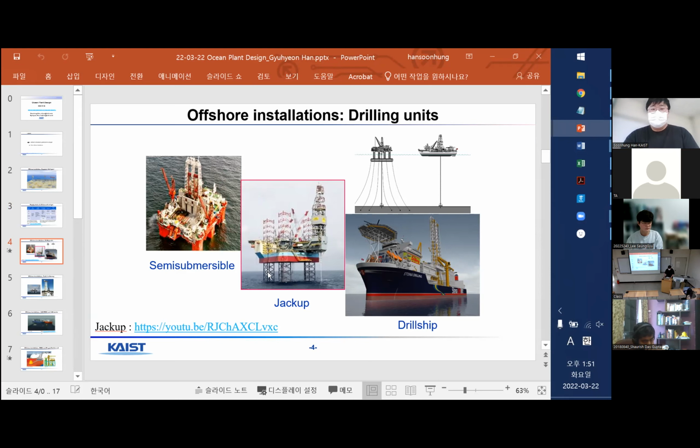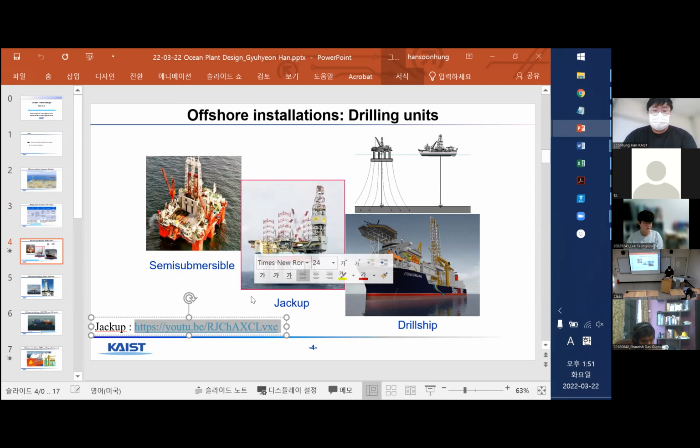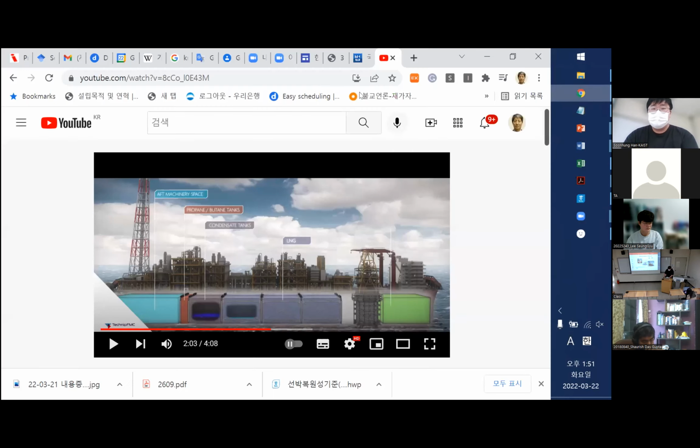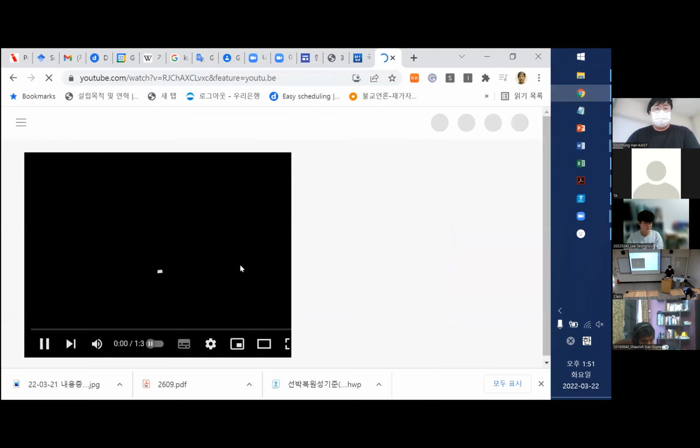hard to understand, but it is quite similar to the semi-submersible, though different because it has legs connected to the ground of the surface. So this video explains the jackup structure very briefly.